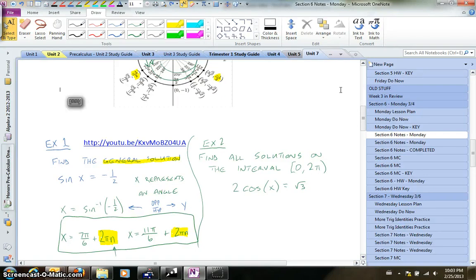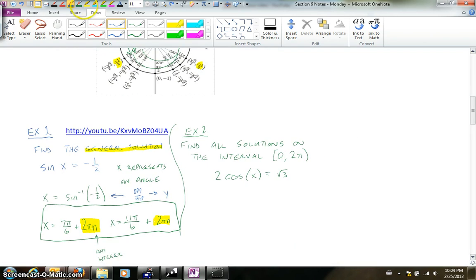Now we're going to move on to example 2. Example 2 is a very similar problem in that we have a trigonometry equation. We can tell it's a trigonometry equation because the variable is inside the trigonometry. Basically, we're taking the cosine of an unknown, a cosine of some angle. So we're still trying to find an angle, but this time the trigonometry was not isolated.